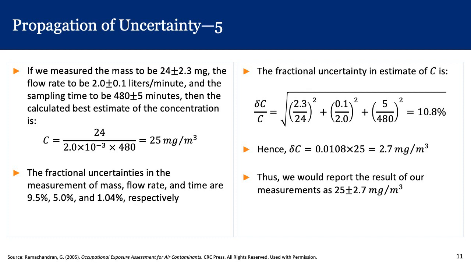The actual uncertainty is you multiply that 10.8% by the best estimate of concentration that we obtained above, which is 25 milligrams per cubic meter. So 0.108, that's 10.8%, times 25 is 2.7 milligrams per cubic meter. Thus, we would report the result of our measurements as the best estimate, which is 25, plus or minus the uncertainty, which is 2.7 milligrams per cubic meter.